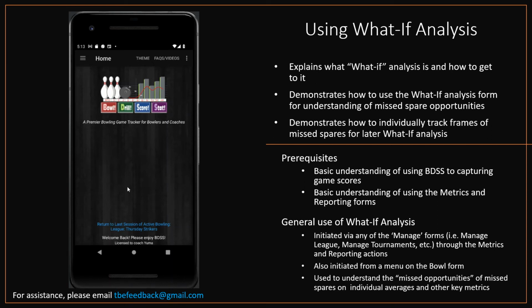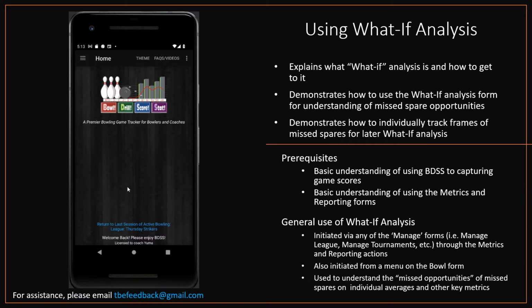In this video, I'm going to walk you through the what-if analysis form. What-if analysis is one of my favorite metrics and reporting capabilities in BDSS. It shows you what your average and other key metrics would have been if some or all of your spares were picked up. This is a great way for you to see the impact of missed spare opportunities, or even better, for a coach to show his students the impact on scores and total average for not picking up convertible spares. What-if analysis is a tab off of the metrics and reporting form.